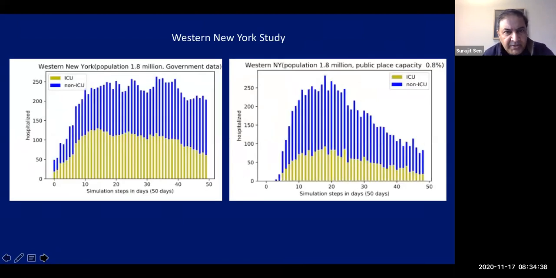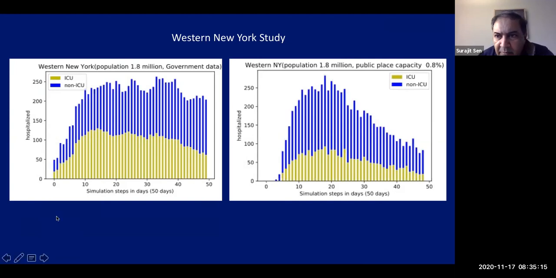The Western New York population has been a challenge. On the left is Western New York data from the state. This is for a period from, as I said, late March till mid-May. That's the period we are using for comparison purposes. Same period here on the right with the simulated data. And in our studies, while the numbers are not far off, it's a little off, the hospitalization part of it certainly is not very good.